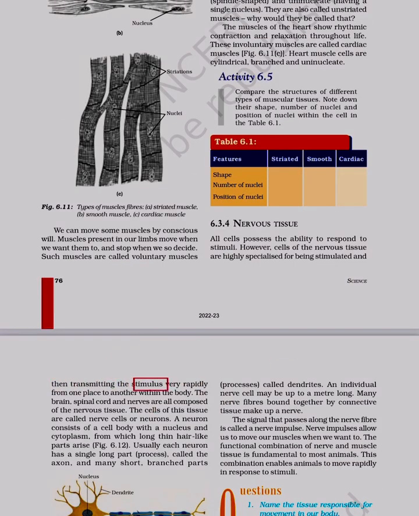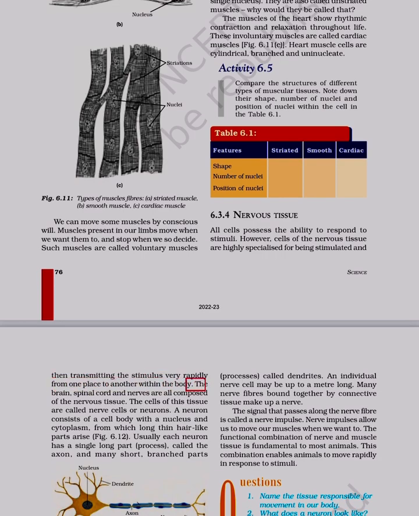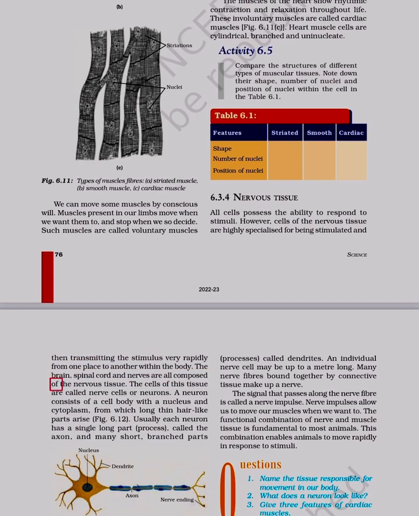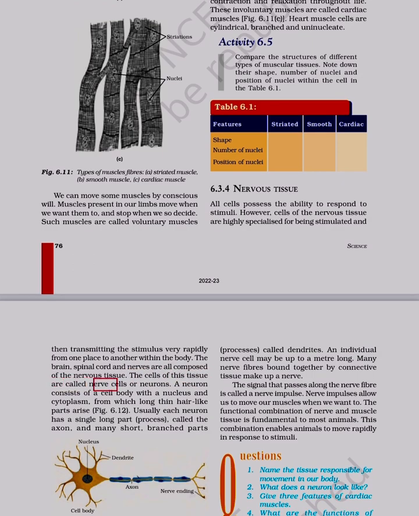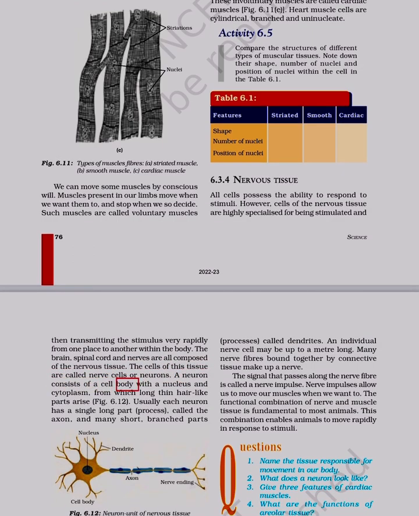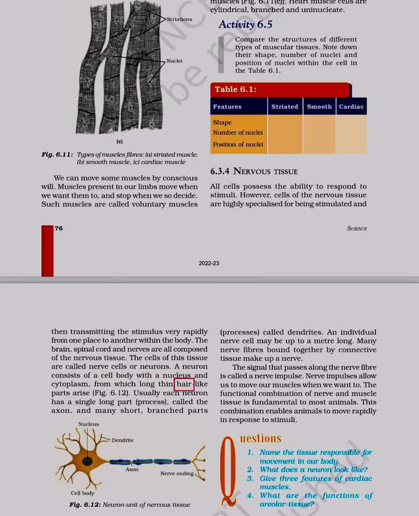Then transmitting the stimulus very rapidly from one place to another within the body. The brain, spinal cord and nerves are all composed of the nervous tissue. The cells of this tissue are called nerve cells or neurons. A neuron consists of a cell body with a nucleus and cytoplasm, from which long thin hair-like parts arise.